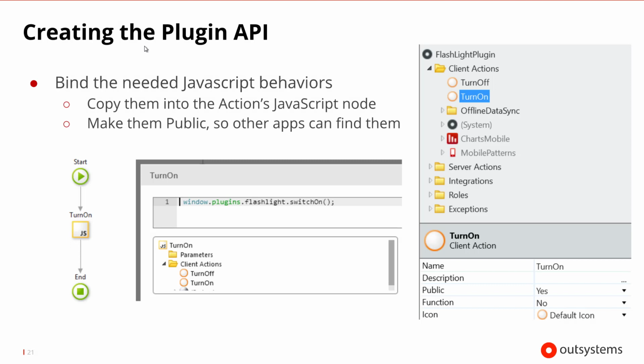From there, we would begin creating the plugin API. And that means that we would need to bind the needed JavaScript behavior to the different actions that will be available. So in this case, if we want to be able to turn on the flashlight, then here we can see that we have a client action to turn on and turn off. And inside of this client action, what we really see is that the JavaScript is just there for the window and its plugin to do the flashlight switch on. And that's going to be the JavaScript that's going to do the work for us to be able to turn on the light.